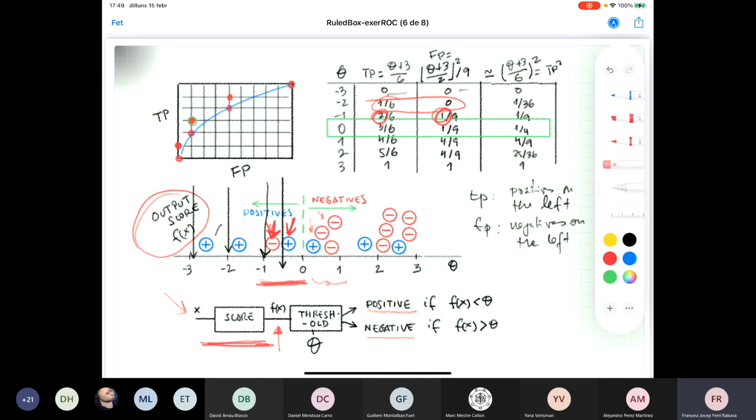So this means that between these two red points, the curve goes like this. You see? Questions? If I want to plot the whole curve, I need to put the threshold in all these different places.